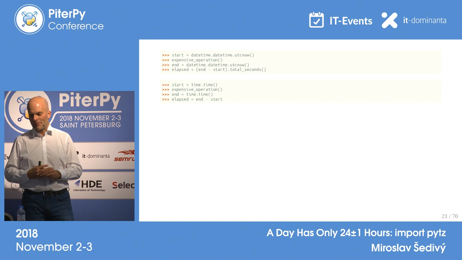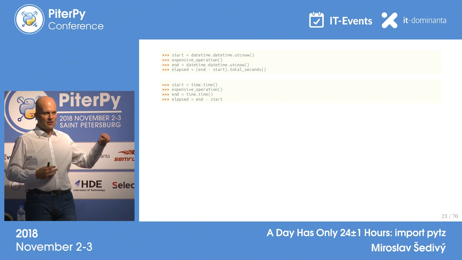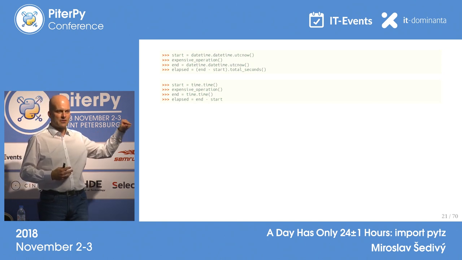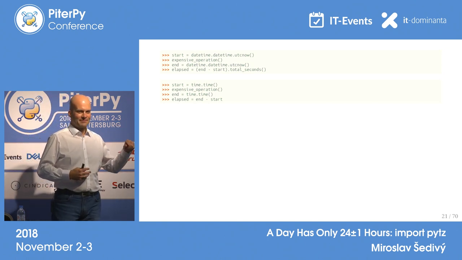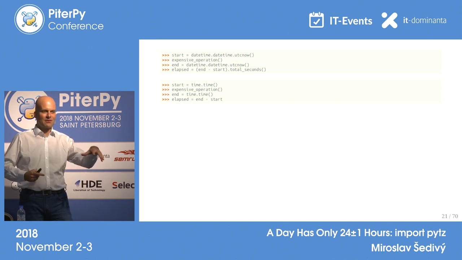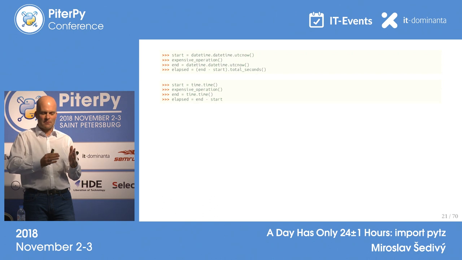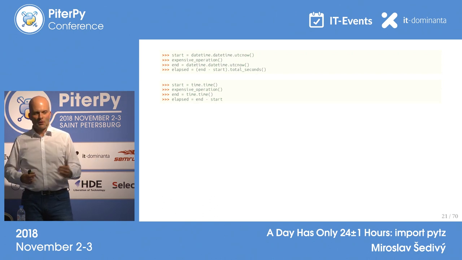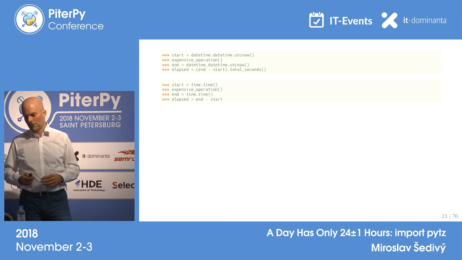But imagine that the expensive operation takes a few seconds, and in between, the clock of your server gets updated through NTP date. So you will get wrong information, because time always looks at the clock, and if the clock gets updated in between, you can get some offset if your real-time clock was wrong.